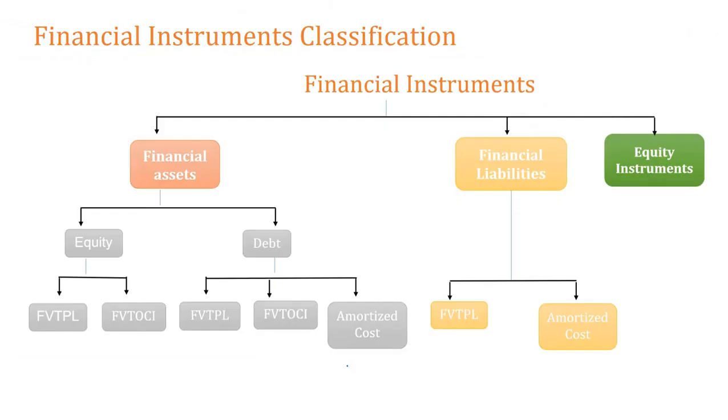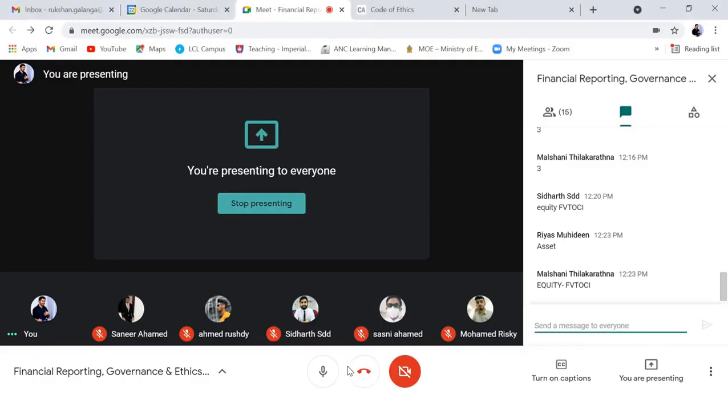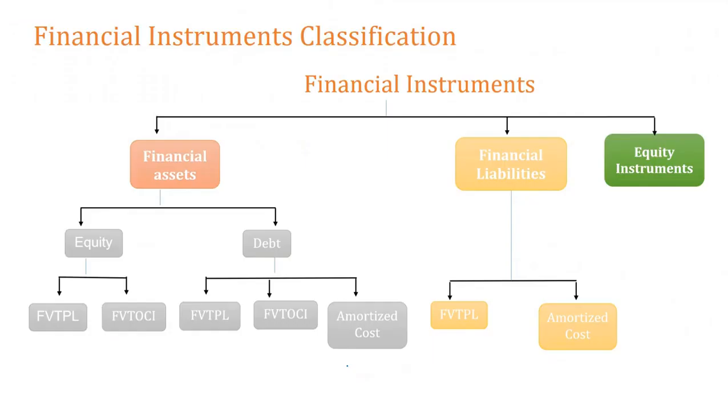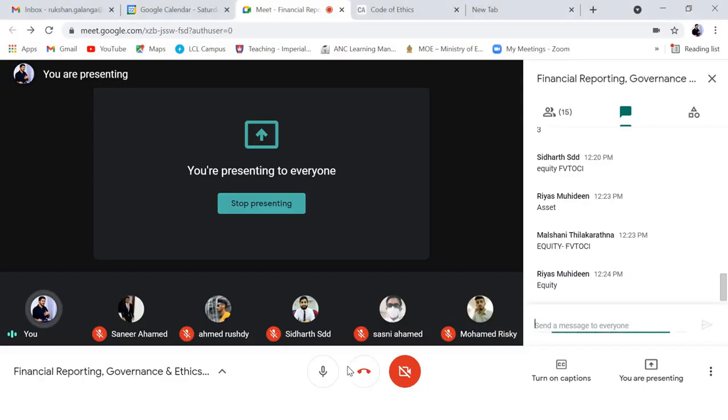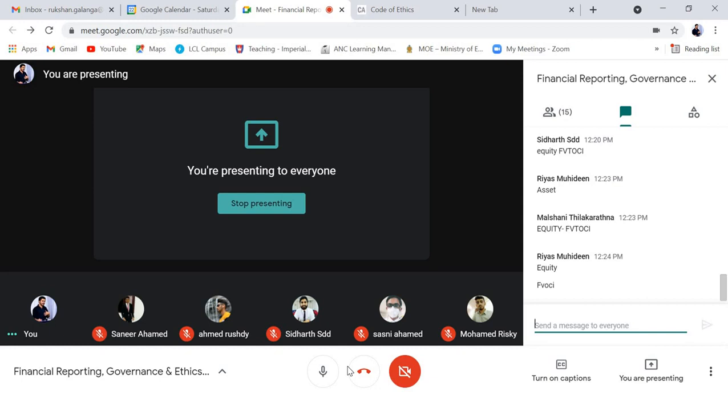It's a financial asset. That's clear. Is it equity or a debt? It's equity. Is it fair value through OCI or fair value through P&L? Fair value through OCI. That's correct.